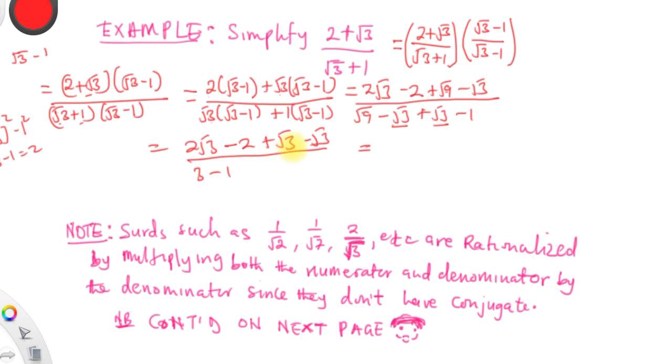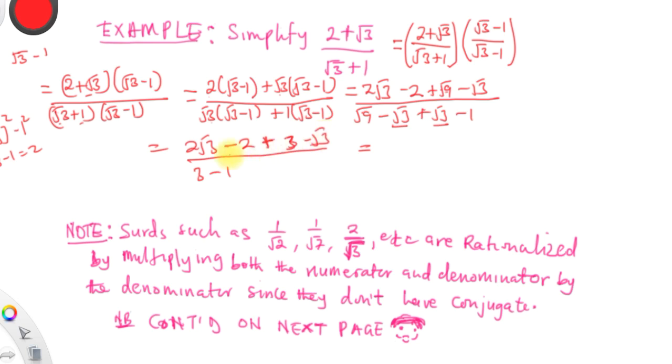You have to group the rational numbers and the irrational numbers together. I made a mistake here. This term 2 root 3, then minus 2. This is 3, not square root of 3. Okay, so that is 3. That is 3. This one is 3, not square root of 3. Okay, yes, so that is it. That's what you have. Okay, fine. This is 3.